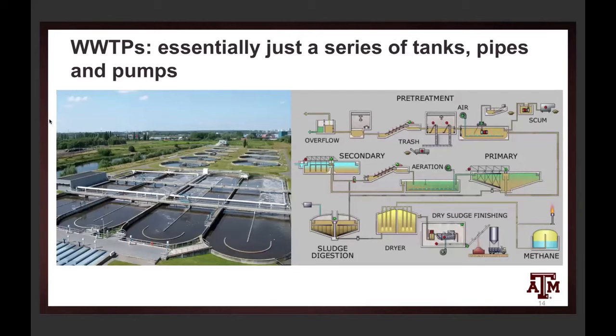Boiling down essentially what wastewater treatment plants are, you can see the process of the water coming in and going out of a plant here on the right, and there's a picture of a wastewater treatment plant on the left. They're essentially just a series of tanks, pipes, and pumps, right? If we set aside the chemical perspective, we're just storing water in tanks for some period of time and moving that water from tank to tank as we treat it and as we push it out of the plant.